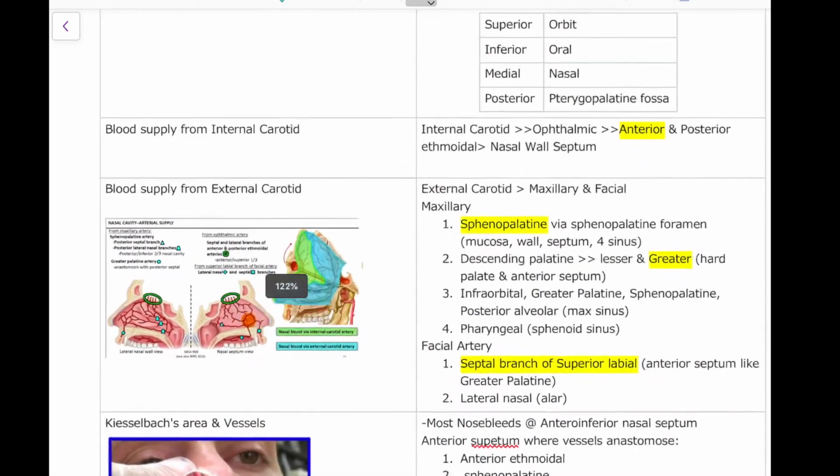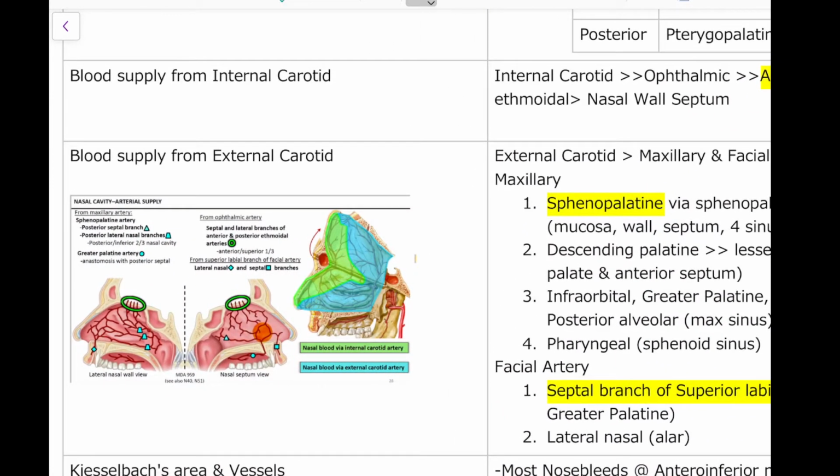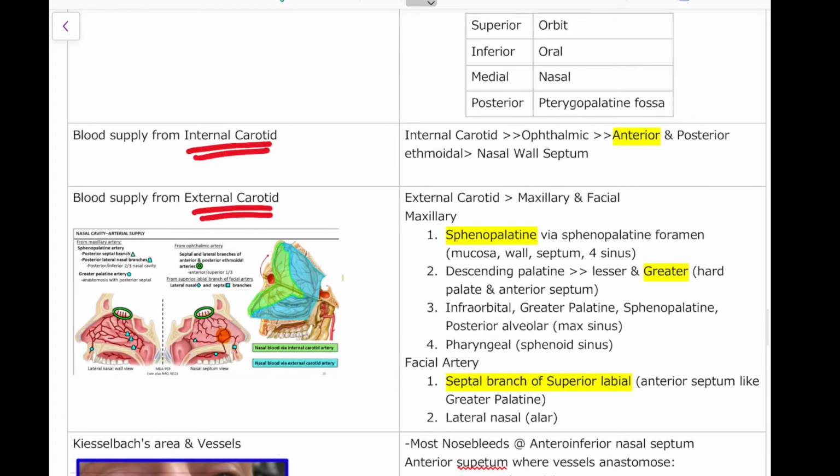Carrying on, we talk about the blood supply in this region. So blood comes from the internal carotid as well as the external carotid. Internal carotid provides the ophthalmic artery, which splits into the anterior and posterior ethmoidal and gives blood to the nasal wall and septum. So that's internal. External is a branch. The terminal branches are maxillary and facial.